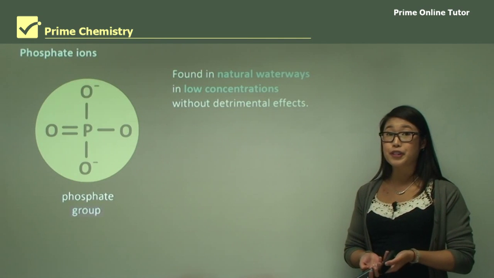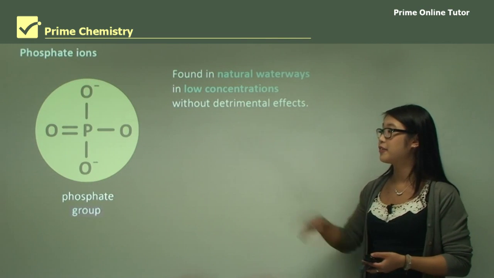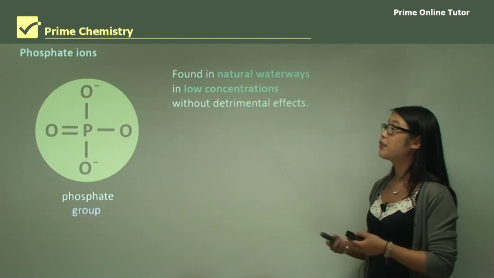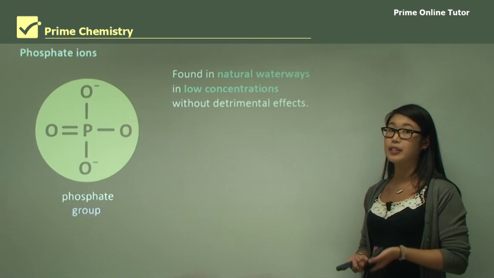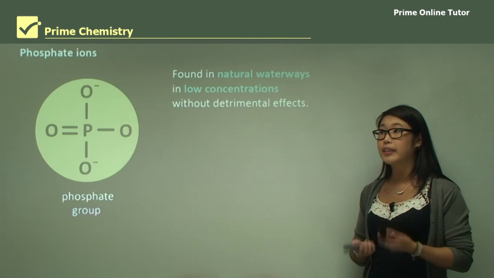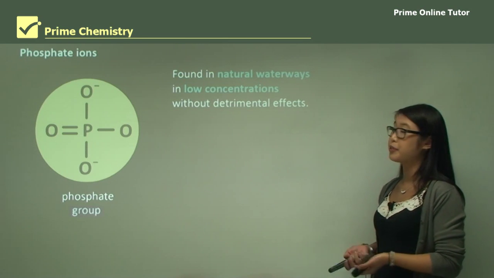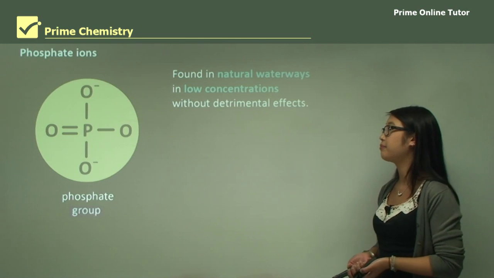Next, we're going to look at phosphate ions. So over there is a phosphate group. And phosphate is found naturally in the waterways in low concentrations. And at these low concentrations, there is no detrimental effect to the environment.